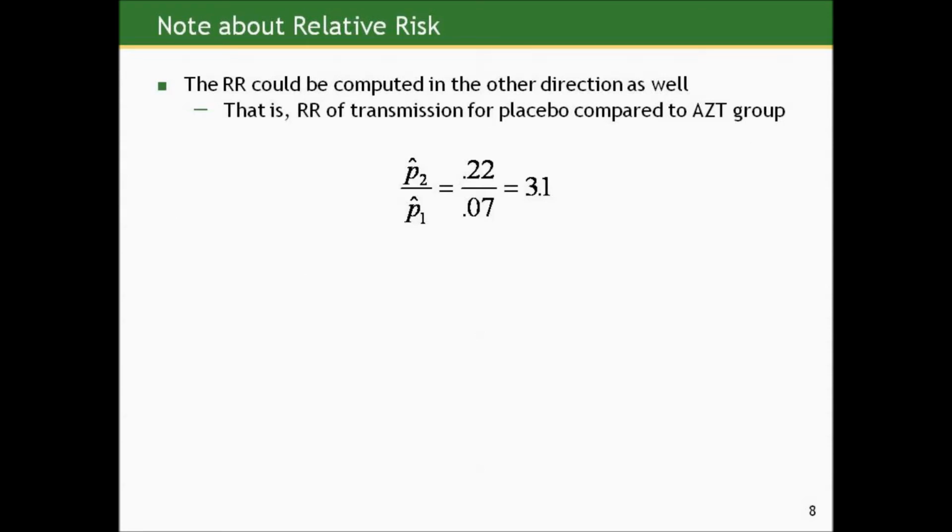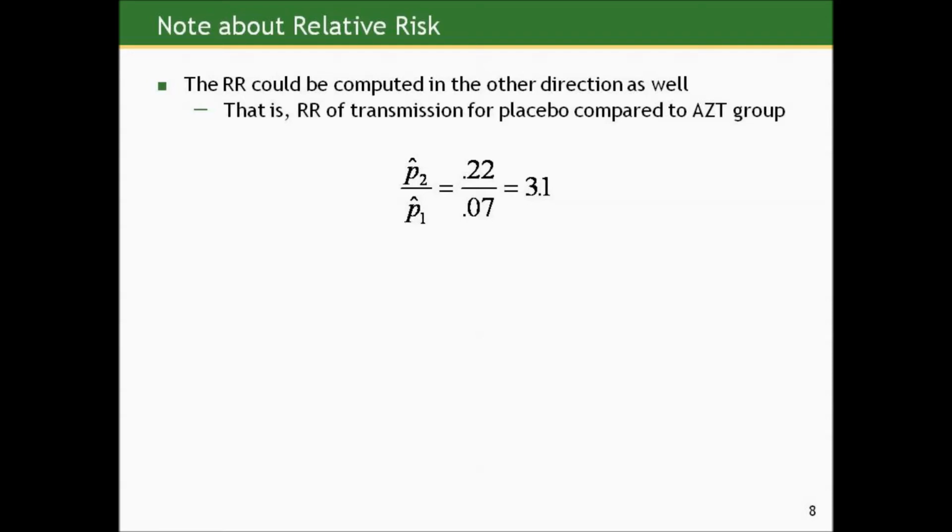Just FYI, just like the risk difference, it's arbitrary which direction we compute the relative risk. Here, it makes the study question easier to answer if we do AZT relative to placebo, because that's the direction of comparison of interest, but we don't have to do it that way. They're just numbers from two groups. And the relative risk could be computed in the other direction as well.